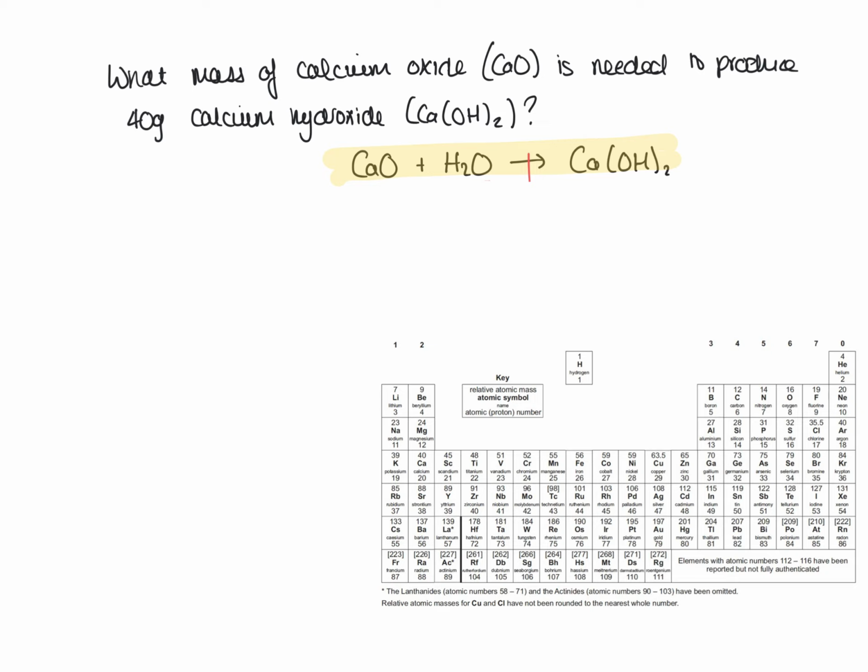Now, the next thing I would do here with the space that I'm given is I would spread this equation out so that it reaches across my page. And that's so that I've got plenty of space underneath to write whatever I need to write. So I'll put calcium oxide over here, plus water makes calcium hydroxide. That gives me loads of space to write what I need to write underneath. Okay, so that's my first step. Check it's balanced and spread it out. My second step would be to write down anything that I know or that I'm trying to find.